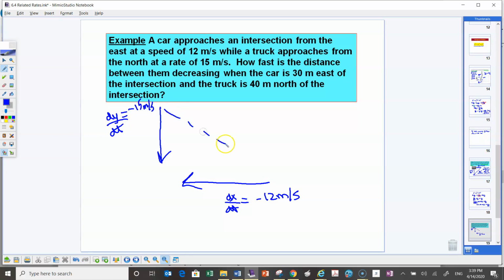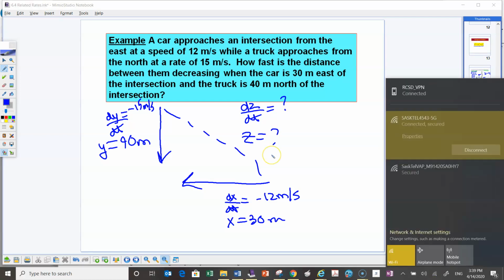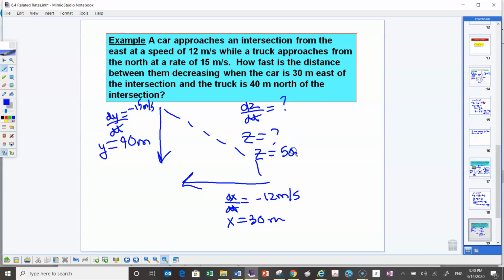And now we do have change in all three directions, so we're looking for the change in the z direction. At the instant, the car is 30 meters east and the other vehicle is 40 meters away coming from the north. So again, the first thing I need to do is find z, and using Pythagoras' theorem, x squared plus y squared equals z squared, you will end up getting z being 50 meters. I'll let you do that on your own, but this is a 3, 4, 5 triangle, just 30, 40, 50.